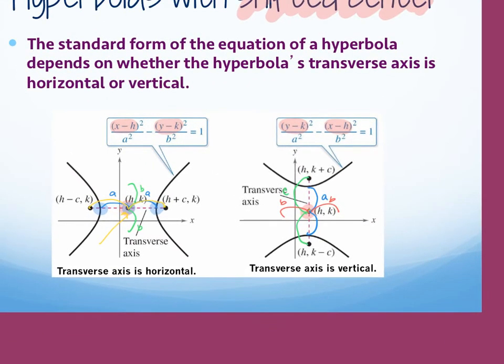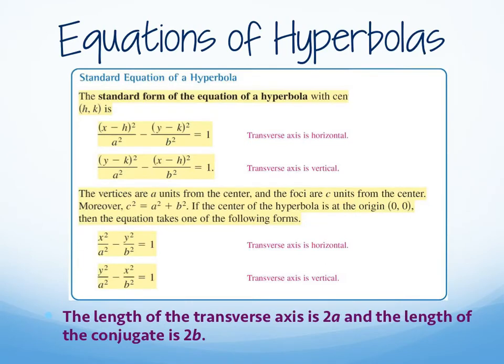Okay, we're going to look at some more in depth with the equations. So the standard form of a hyperbola with the center, oh, this got cut off. This should say center at (h, k) is this. So notice the order is important this time.